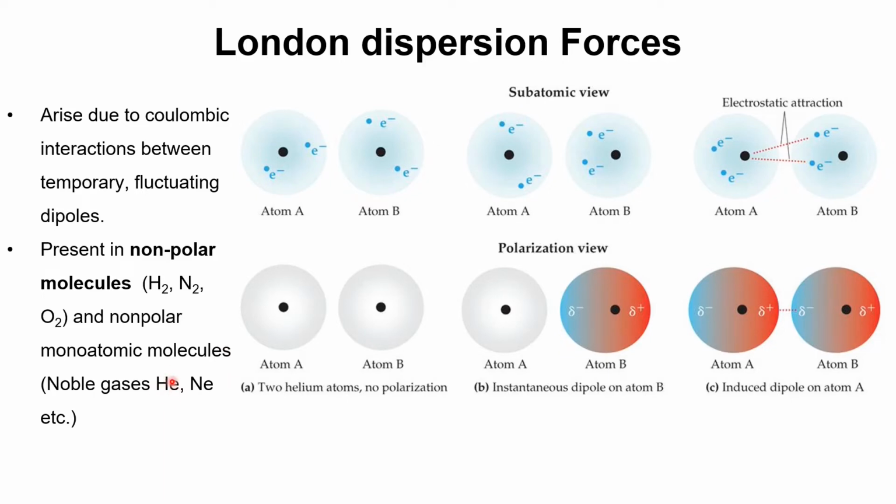We know that the helium atom has two electrons. Those two electrons are revolving around the nucleus. Initially there is no polarization, so both atoms are basically neutral, but there will be one instant when both the electrons revolving around the nucleus will come on one side of the atom, and due to that a delta negative charge will be introduced in this part of helium atom, and a delta positive charge would be present on another part of helium atom. This is called instantaneous dipole on atom B.